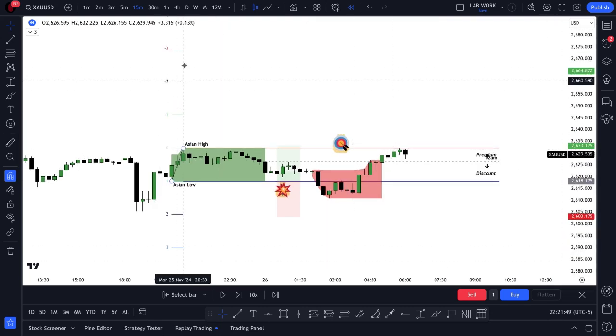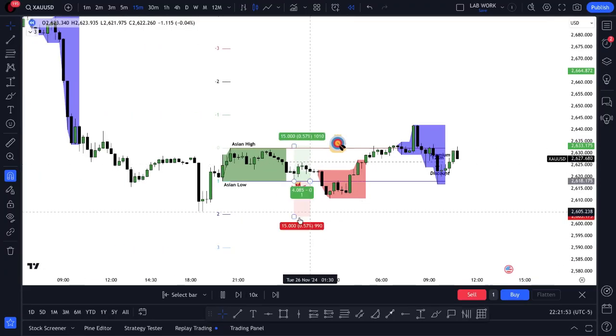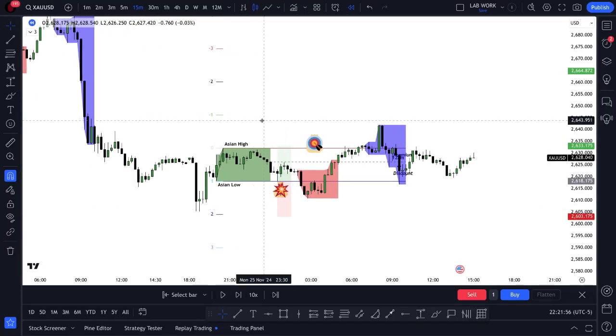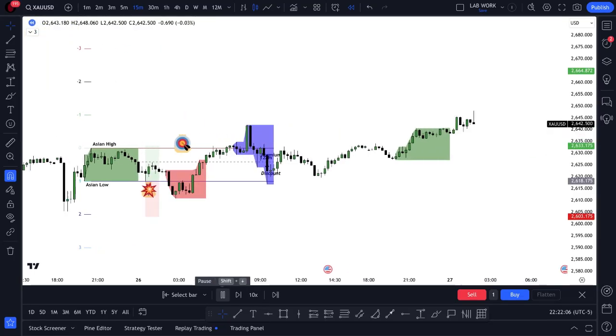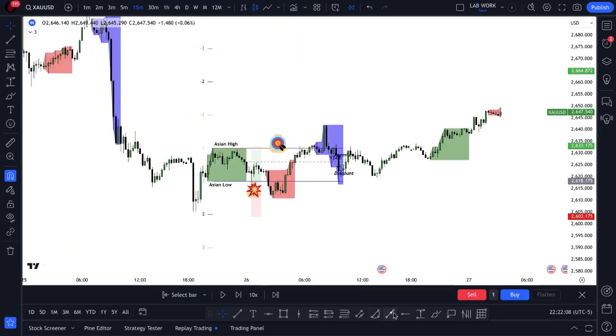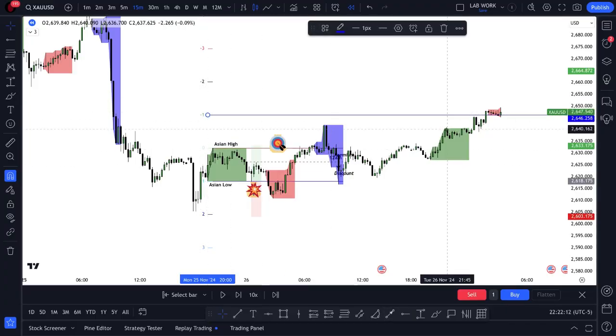So let's play it forward just to see what happens. The New York session comes out, and you can see we run up pretty close to one standard deviation before London close at 10. Play it a little further. And you can see we hit that one standard deviation of the Asia session range going into the next day, going into Wednesday. So this long idea was very great.